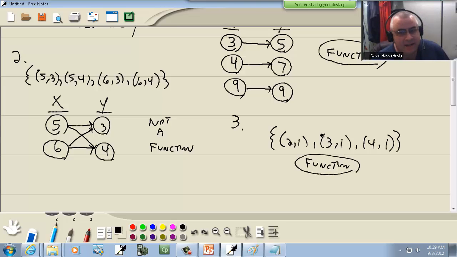Now it doesn't say anything about your y values. See how these are all 1s? The y values can repeat. All we're saying is the x values can't. For every x, there's only one y. It can be the same y, but for each x, there's only one.